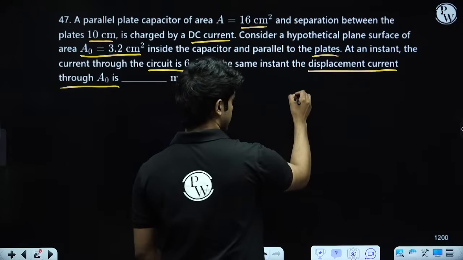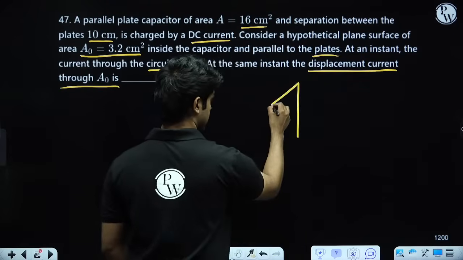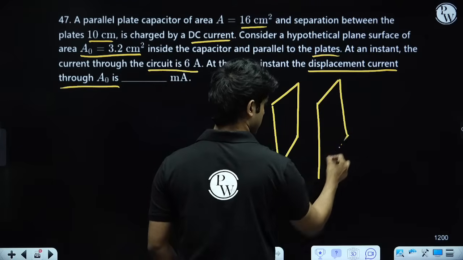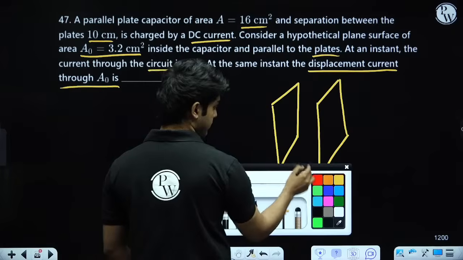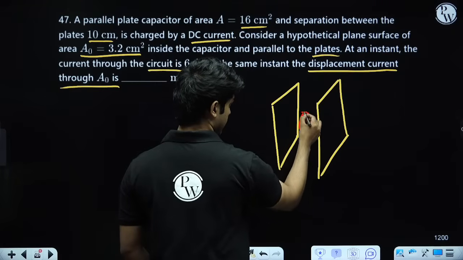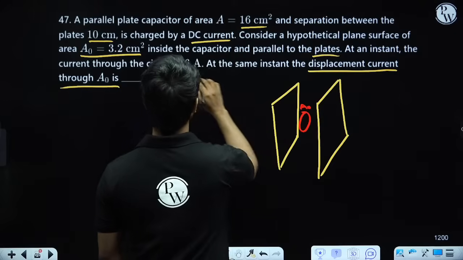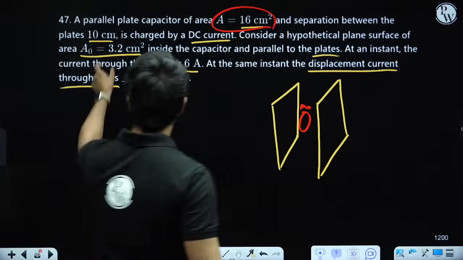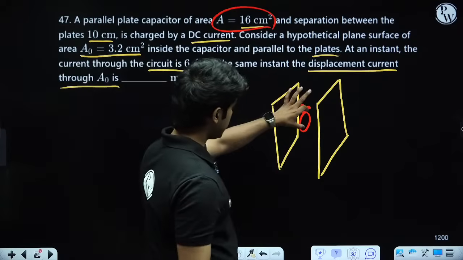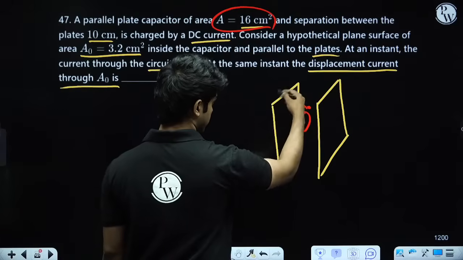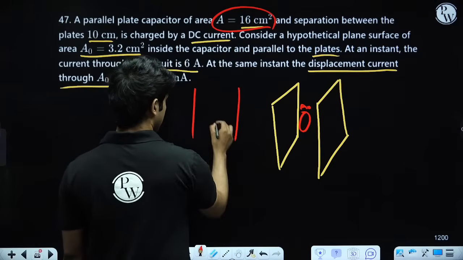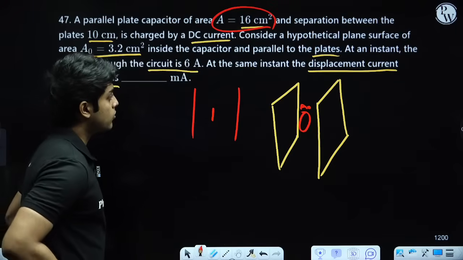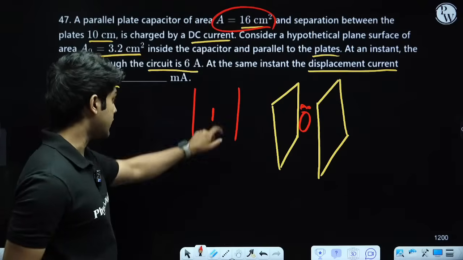So basically, if these are the parallel plates, the question is, we have some area whose area is given to be A0, which is smaller than the plates' area. Plates' area is 16 and this area is 3.2. So a tiny area is kept parallel to the plane of the plates. If these are the plates, the plane of the area A0 will be something like this. So the question is, what is the displacement current through this tiny area A0?